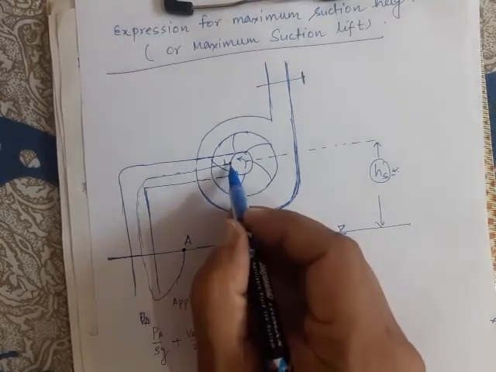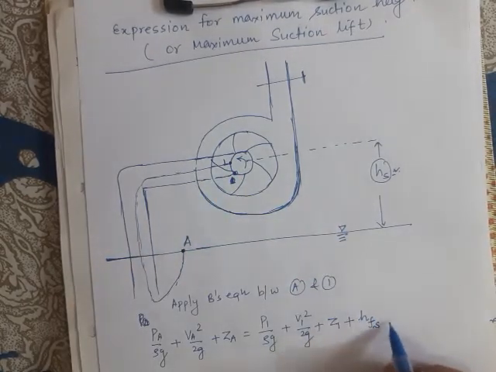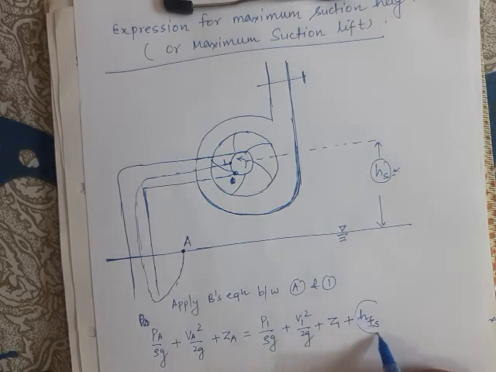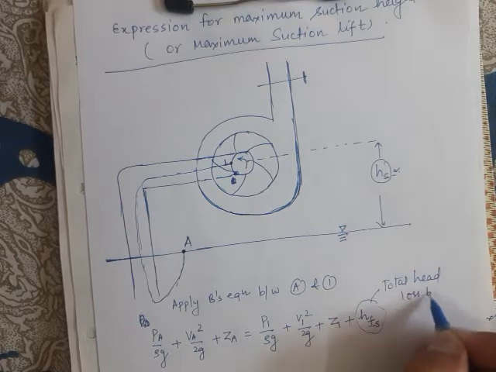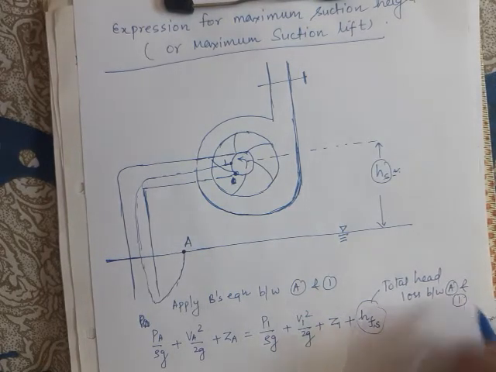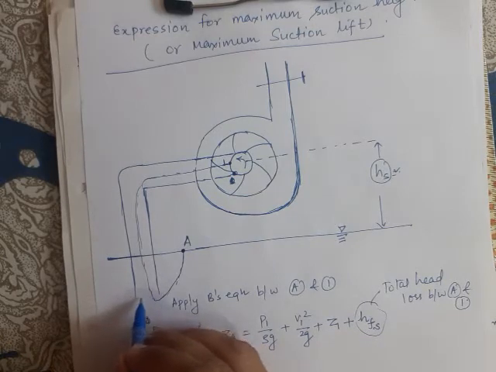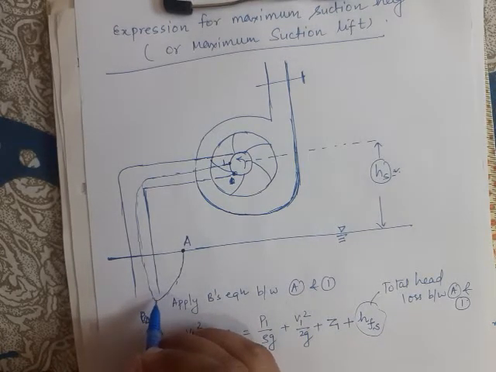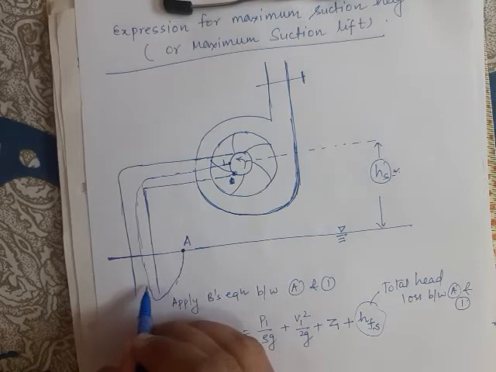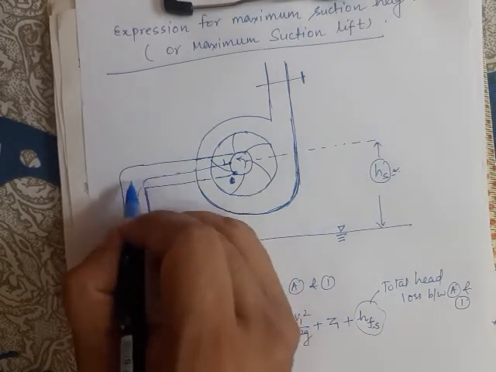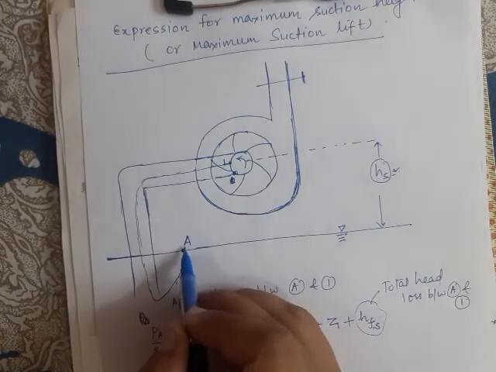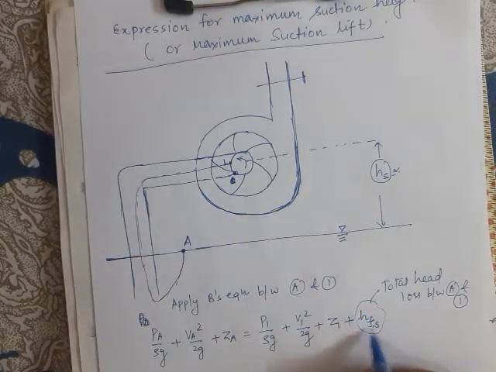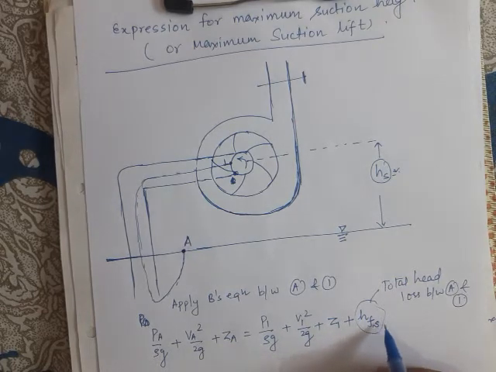This HFS indicates the total head loss between A and 1. And this includes the head loss at the entrance to the suction pipe, the head loss at the foot valve and strainer, minor losses at any bend, and also the frictional losses inside the suction pipe. Please note, this is the total head loss between point A and 1, which I have indicated by the expression HFS. S stands for suction pipe.